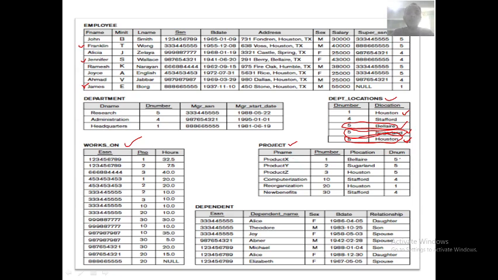What is that department number 5? Any one of you? Research. Research department. Okay, who is the manager of that department? Who is the manager of the research department?